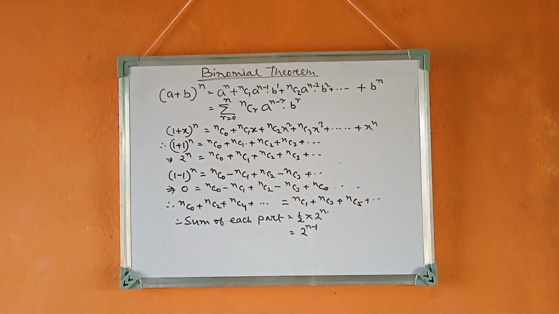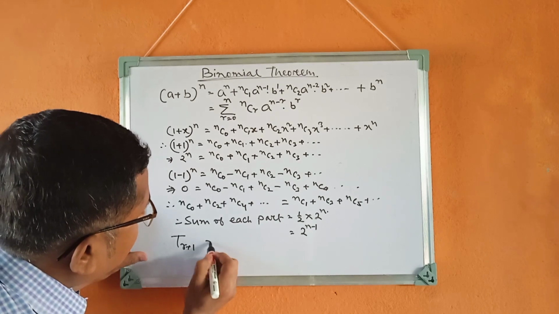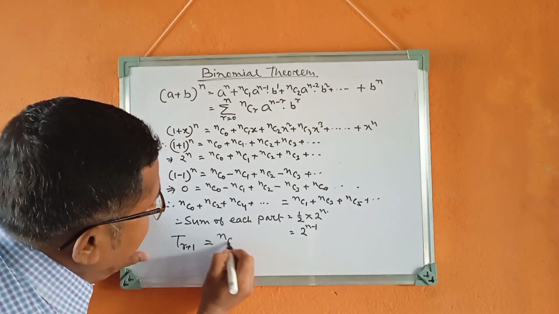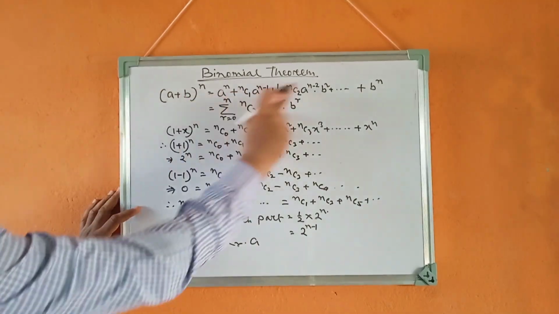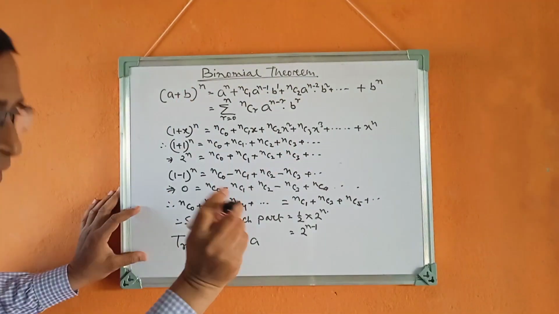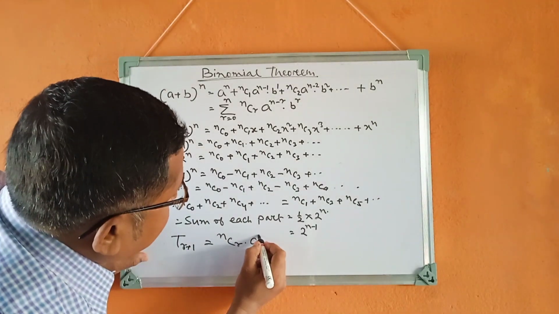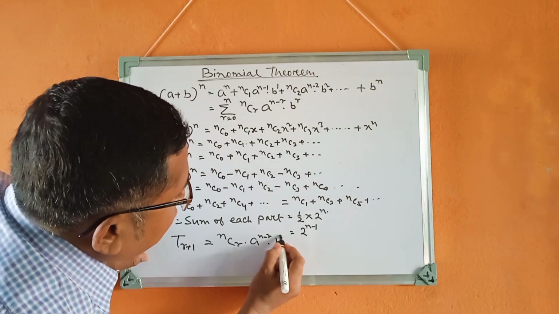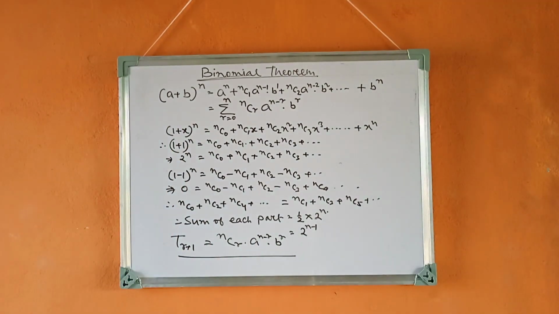Now the general term. How to find the general term? For (a + b)^n, the general term is t(r+1) = nCr × a^(n−r) × b^r. This is the general term of any binomial expansion.